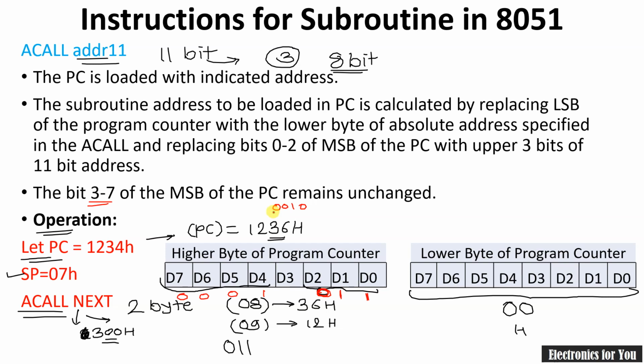So we will use only one bit, that is 0, and therefore the new address for this program counter will be 1300H. So in this way the program counter will jump from 1234H to 1300H. So the new content of the program counter will be 1300H as per the ACALL instruction.